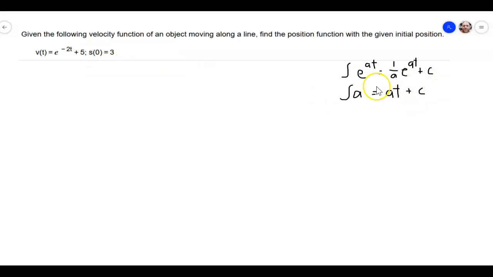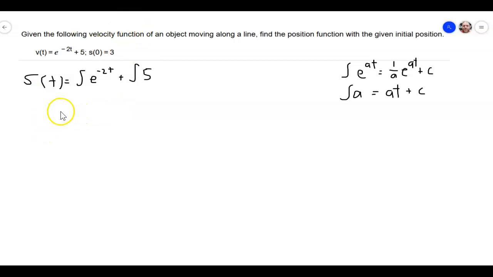All right, so knowing this, we can find this, and then we're also going to use the additional information to solve for the c. So let's go ahead and break this up here. This is going to be the position function. s of t is going to be equal to the antiderivative of e to the negative 2t plus the antiderivative of 5, because we broke it up using the sum rule, and we have these two antiderivatives there.